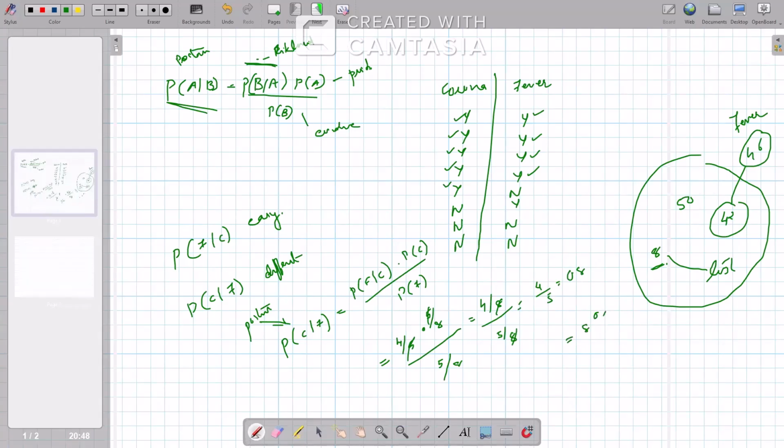That is, if someone is having fever, there is an 80% chance of having corona from this data. Is that clear? Yes, sir. Okay, everyone is clear, right?